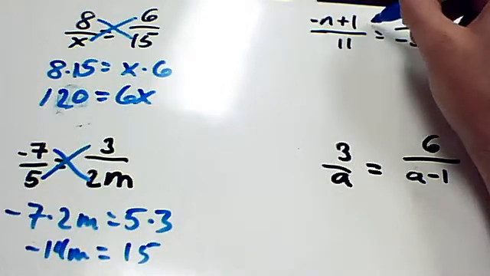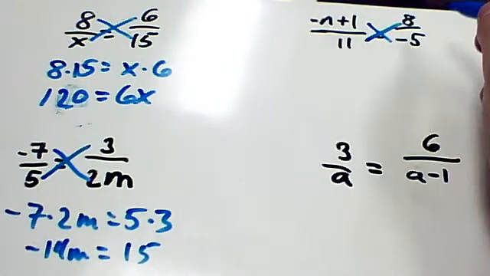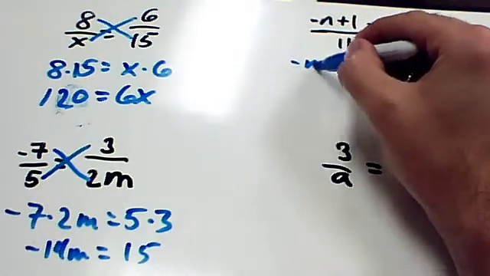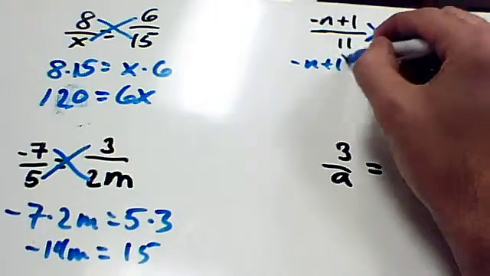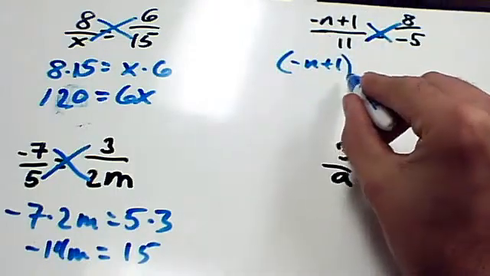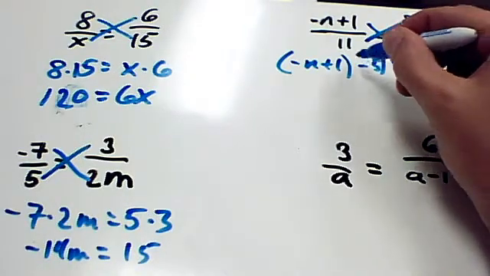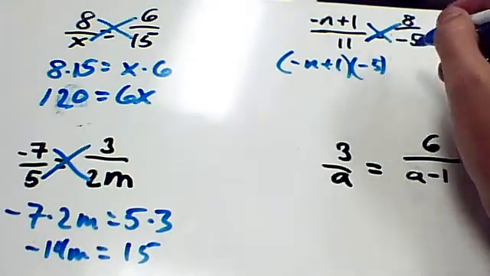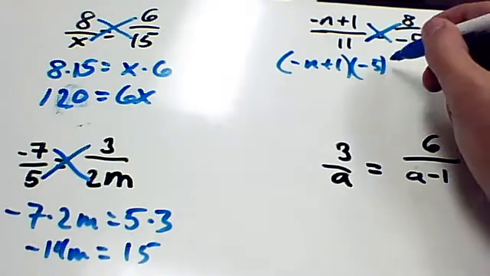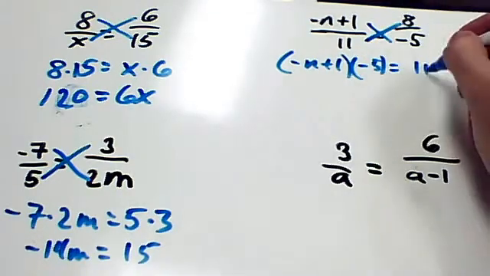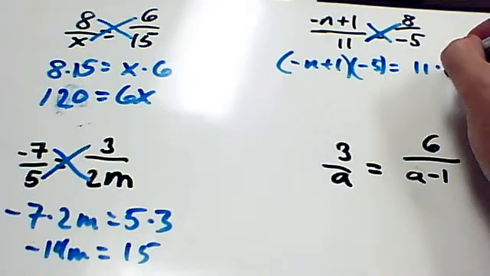Okay, over here, again, we're going to cross multiply. And so then we have negative n plus 1. And that whole thing, I'm going to use parentheses to keep that confined, is multiplied by negative 5. Which is then equal to, well, 11 times 8.